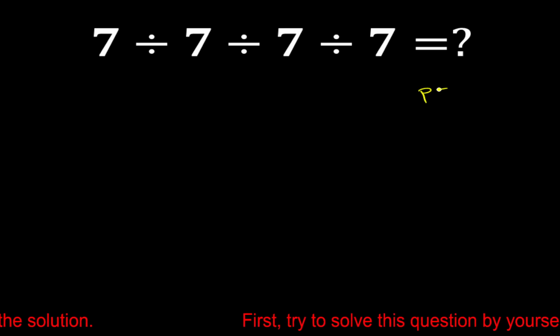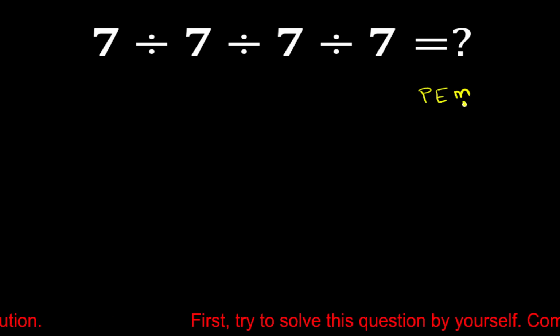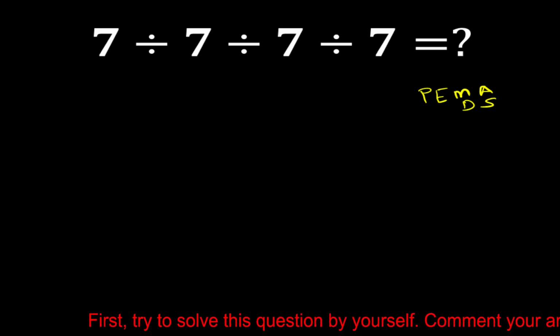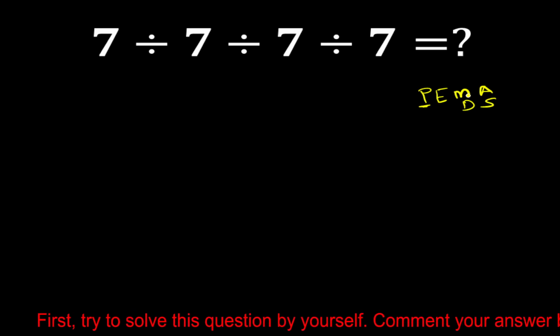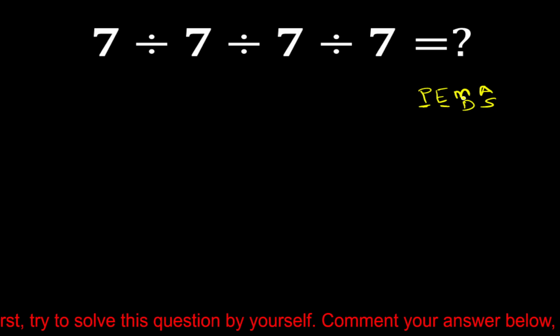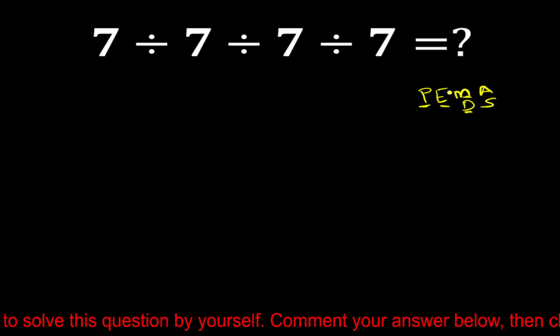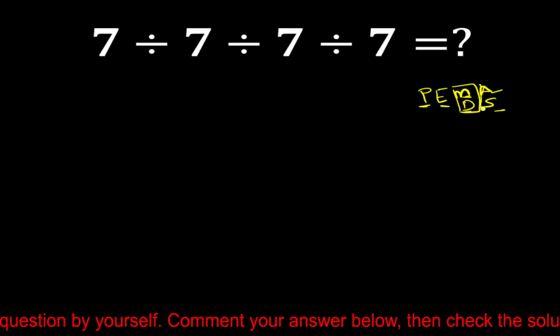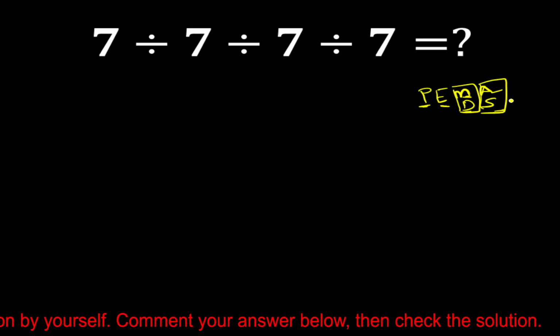PEMDAS. According to the PEMDAS rule, the first priority is P, meaning parenthesis, E means exponents, M means multiplication, and D means division. Both have equal priority. Okay, and A means addition and S means subtraction. Both have equal priority and less priority.